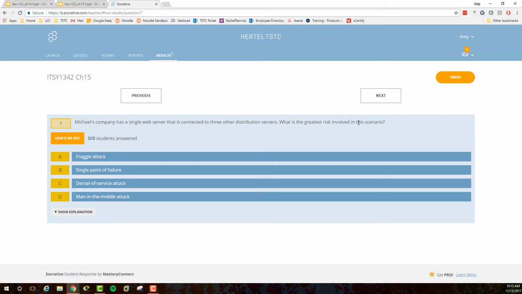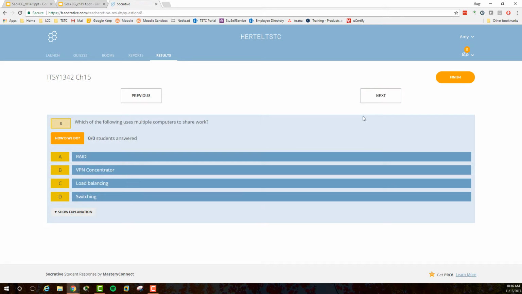Michael's company has a single web server that is connected to 3 other distribution servers. What is the greatest risk involved in this scenario? Fragile attack, single point of failure, denial of service attack, or a man-in-the-middle attack? Well, as you could probably guess from the question, they use this word, a single web server, and that lets you know that that web server is a single point of failure. So if that web server were to die, then these other 3 distribution servers can't be accessed, and that's going to lead to downtime.